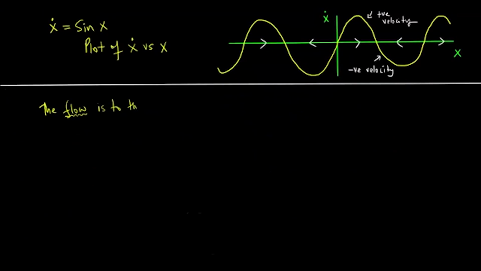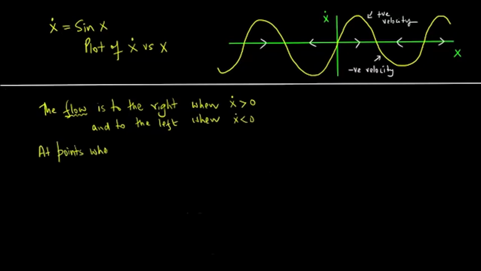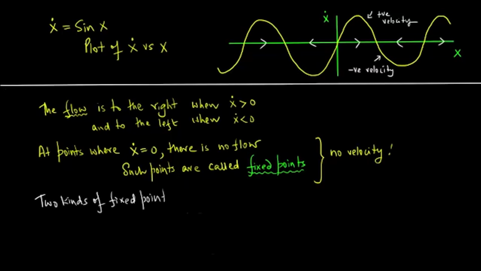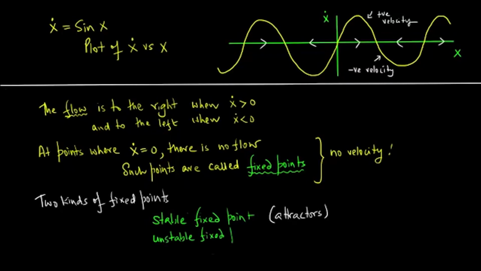Now the flow is to the right when x dot is greater than 0, and the flow is to the left when x dot is less than 0. At points where x dot is equal to 0, there is actually no flow, and such points are called fixed points. These are points where there is no velocity. Now there are two kinds of fixed points. Stable fixed points, also referred to as attractors, and unstable fixed points referred to as repellers.